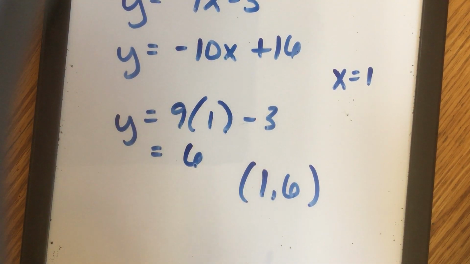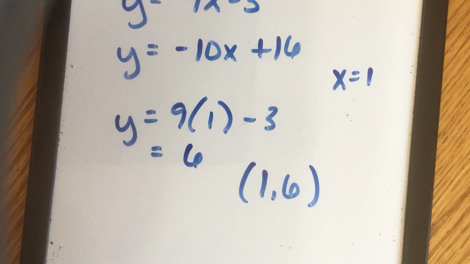Okay? So that's how you do substitution when they're both set equal to y. Sometimes only one is set equal to y. So let's come up with an example here.